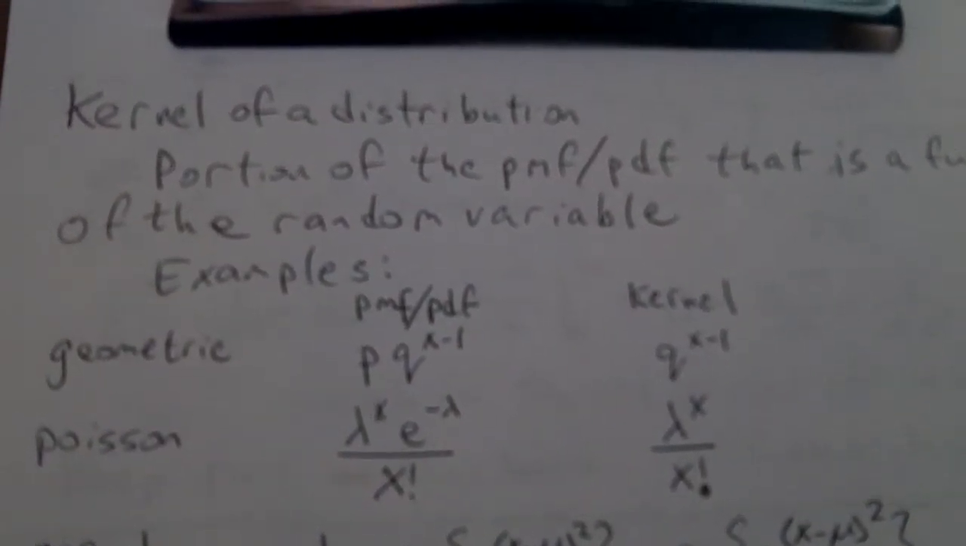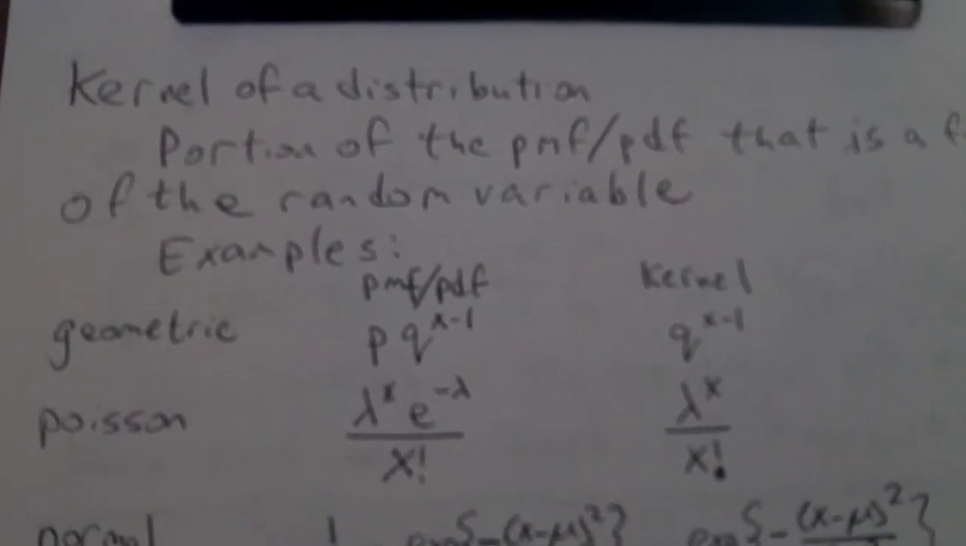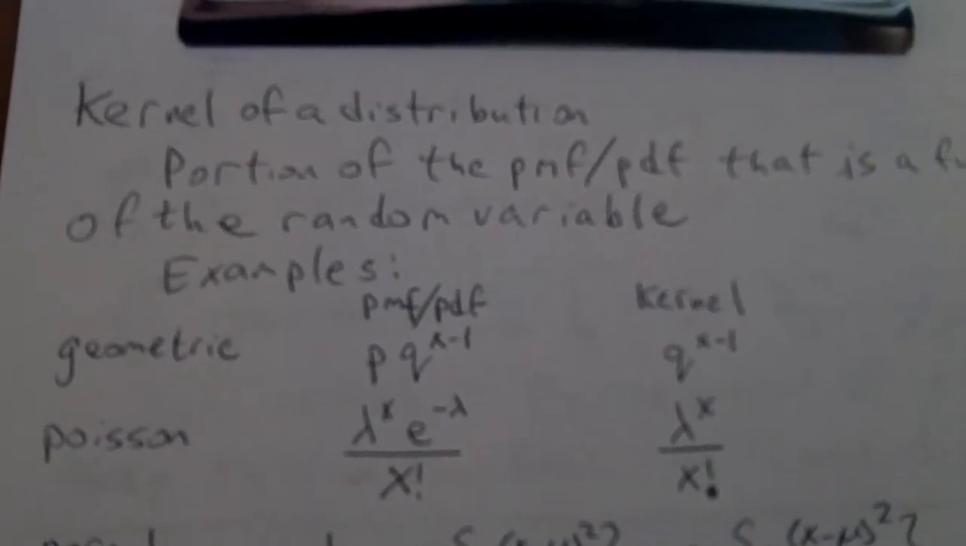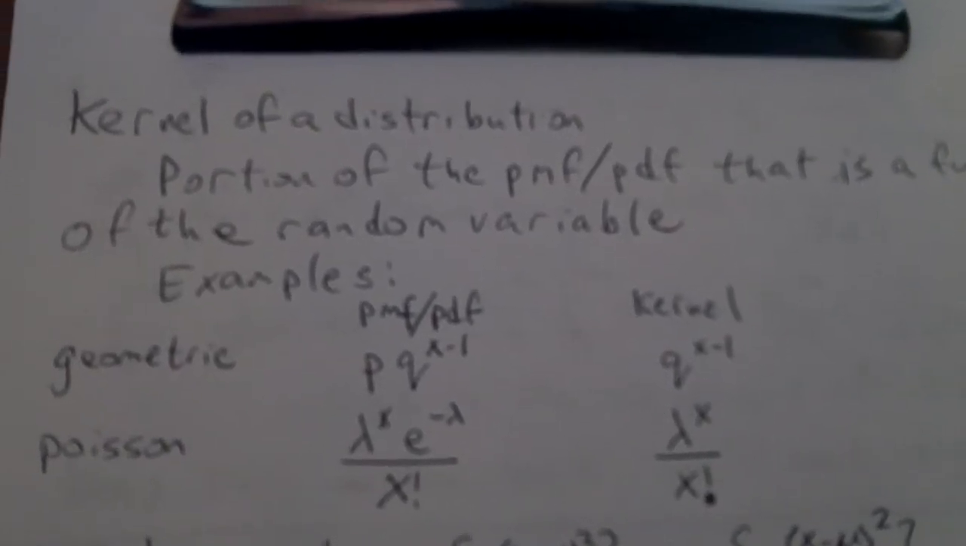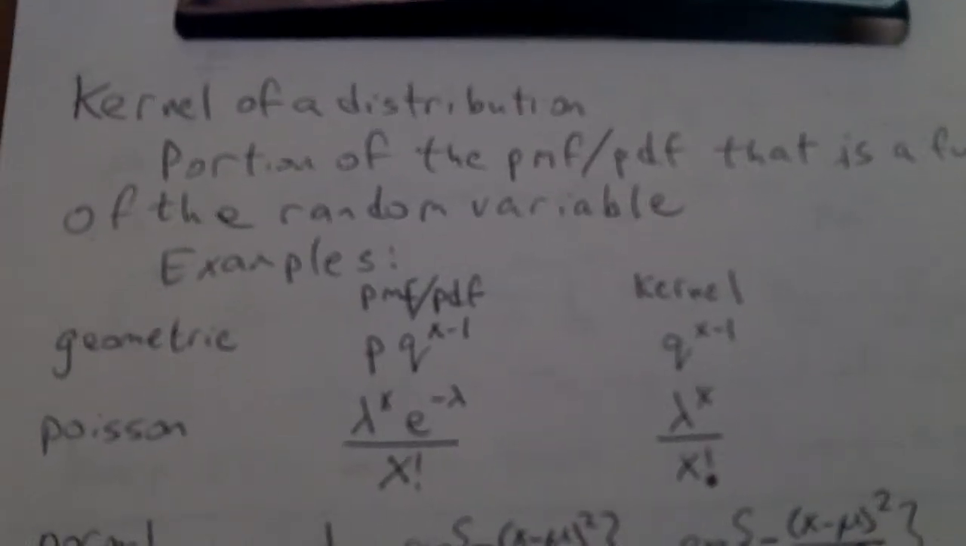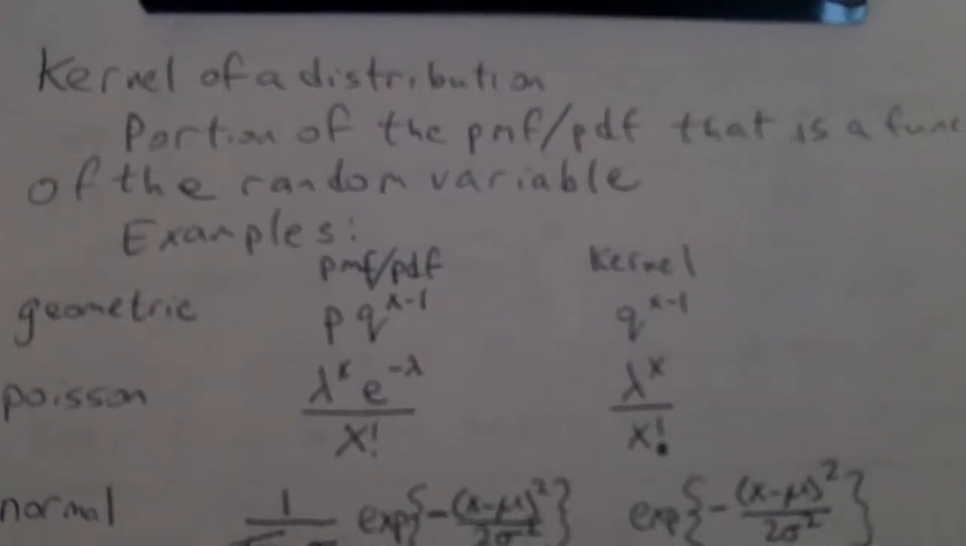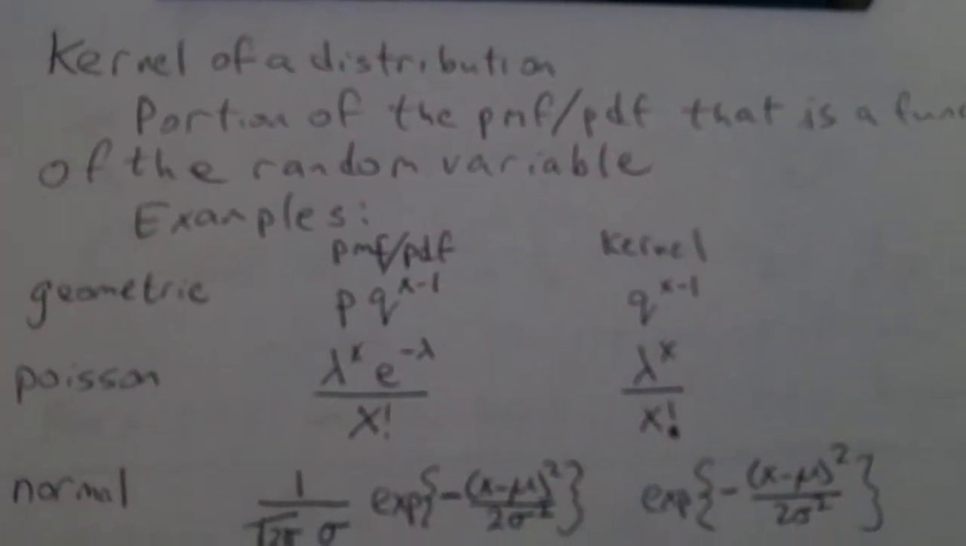The kernel, and as I go through these, I'll be making comments. I won't be reading them verbatim. On occasion I will be, but just so you know in advance. As it says here, the kernel is the portion of the probability mass function or probability density function that is a function of the random variable. It does not include the constant.